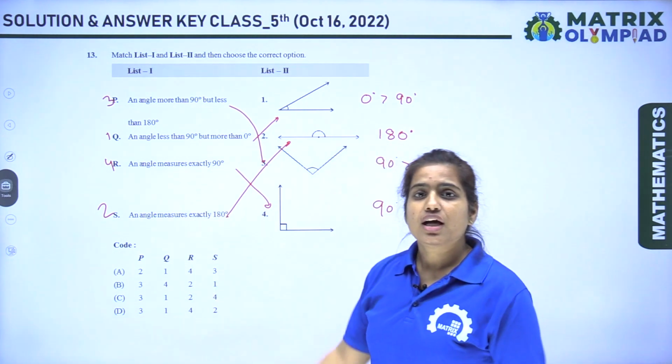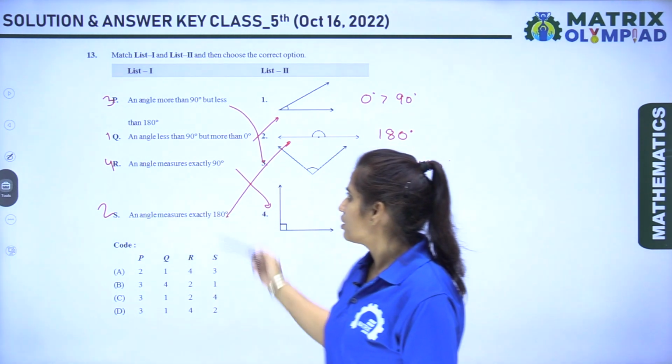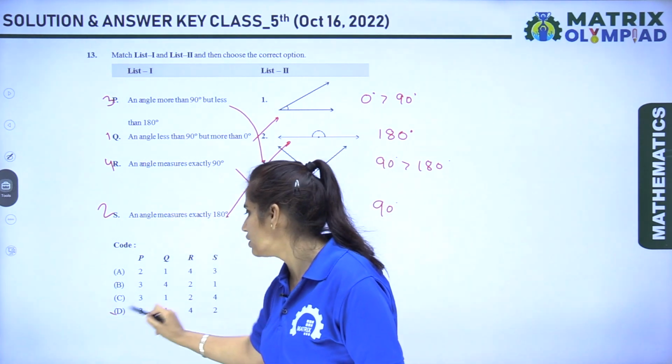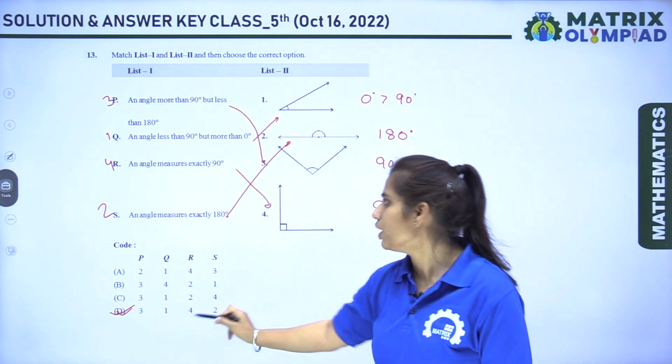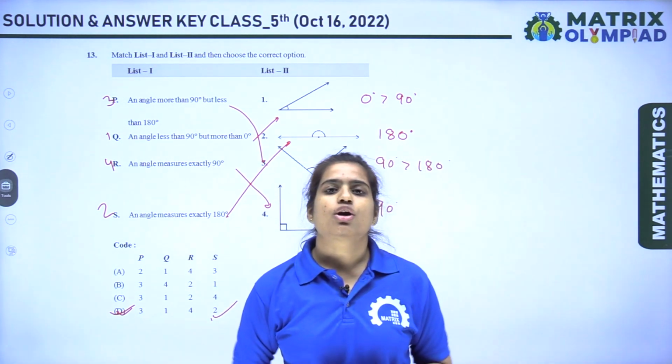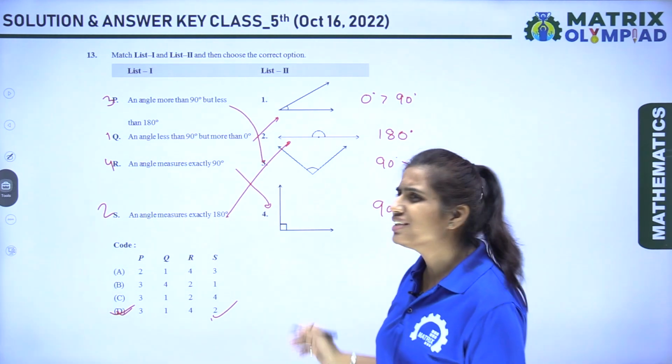Let's check the answer from the given options. The sequence is 3, 1, 4, 2. In the last option, D, we have 3, 1, 4, 2. So according to the options, option D is the correct one. Is it simple?